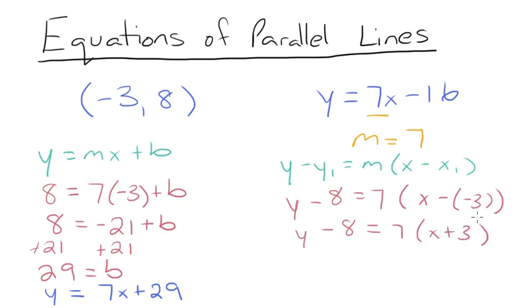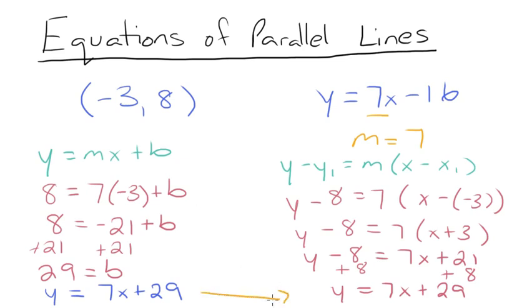Now we can distribute and rearrange to convert our equation to slope-intercept form. So if we do that, we'll get y minus 8 equals 7x plus 21. And then we can add 8 to both sides of the equation to get y equals 7x plus 29. Sure enough, that's the exact same equation that we got before. So we know that our answer is correct, either way that we choose to solve this problem.